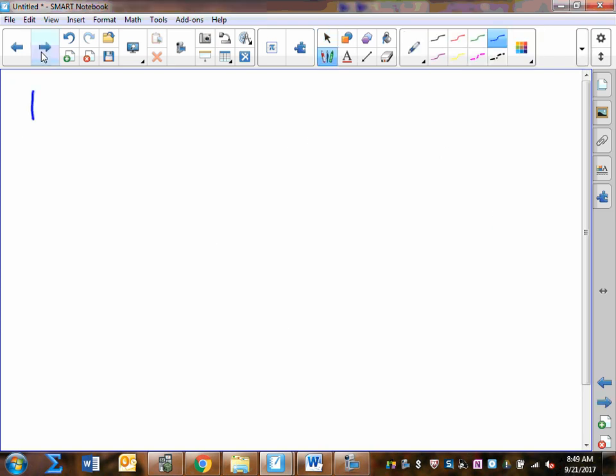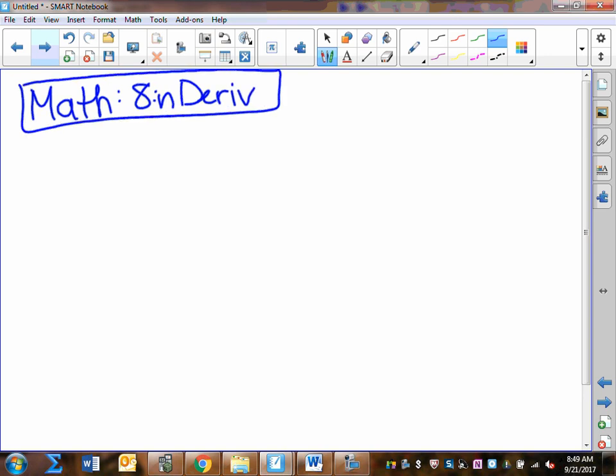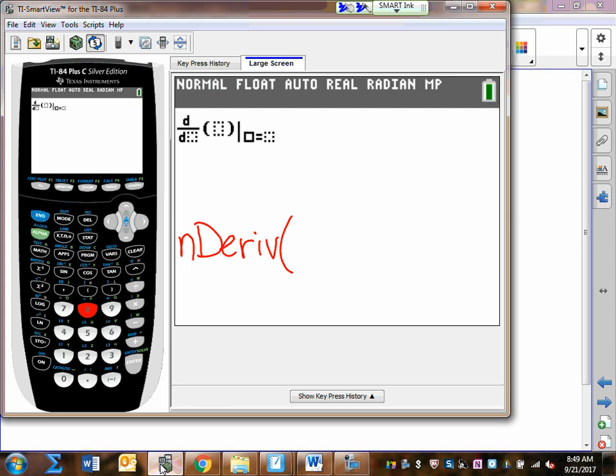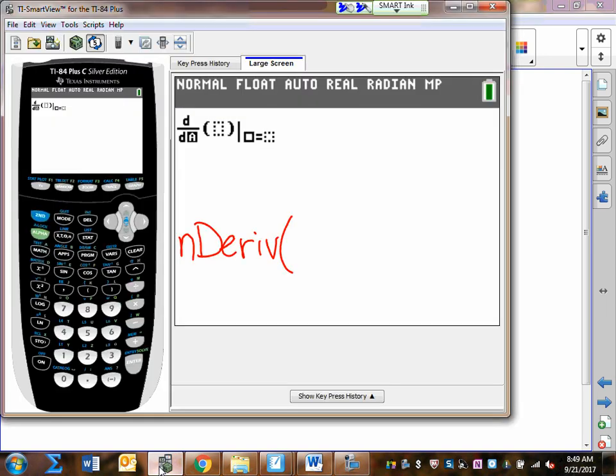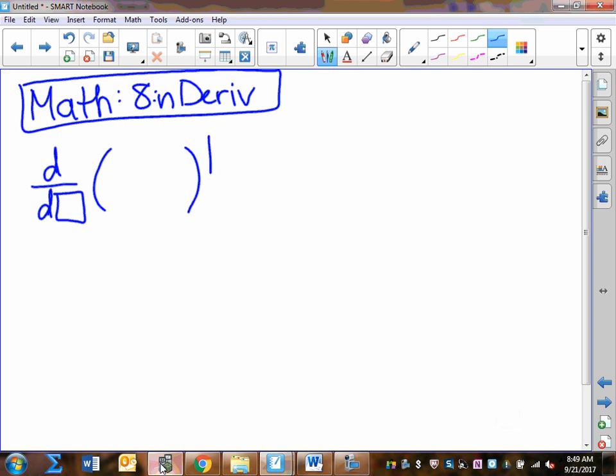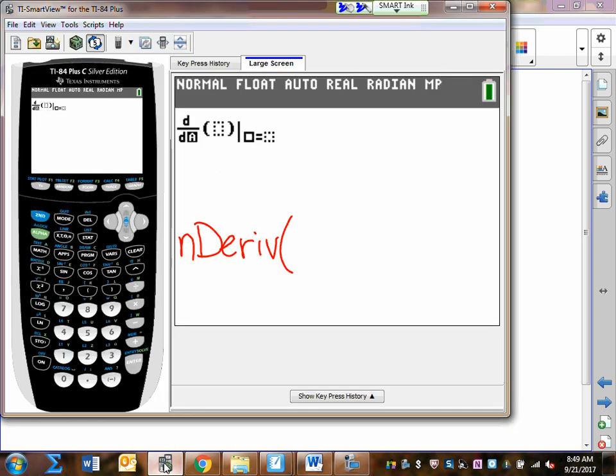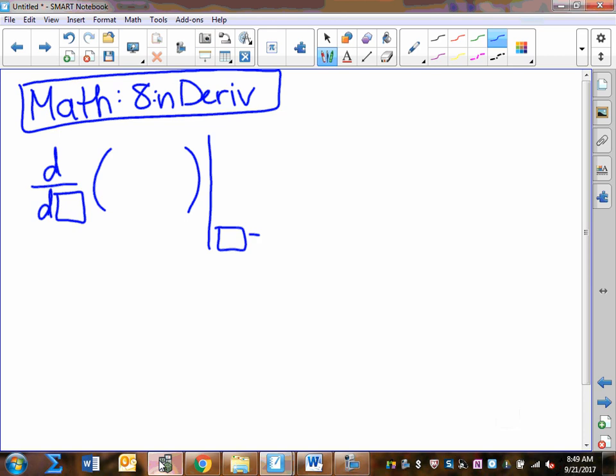But so again, we go to math, and it's option 8, nDeriv. This is what we're using. Now, again, on the new updates, please, I'm not as familiar with the new one because mine does not have it. It's d over d box, and then it says function, I think. Now, on the old update, which says enter.